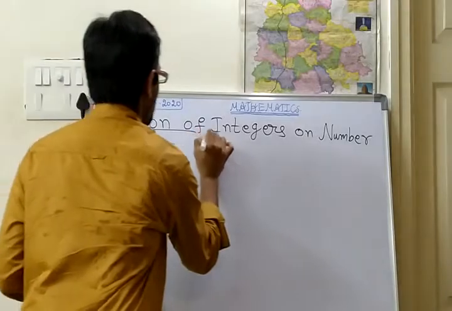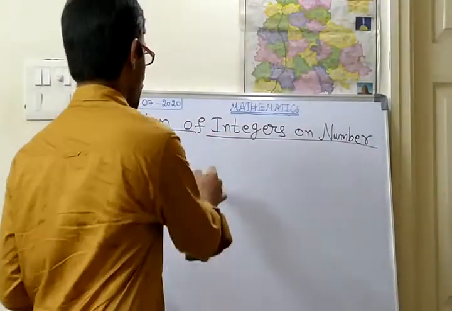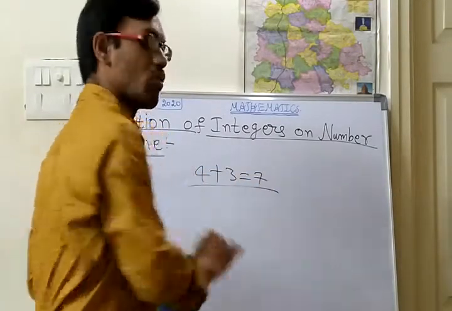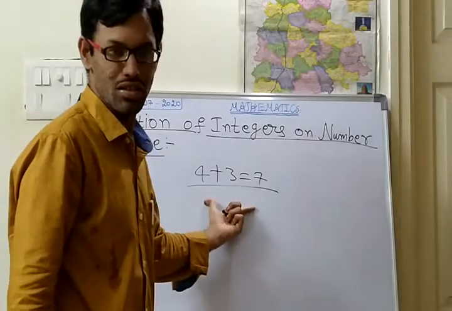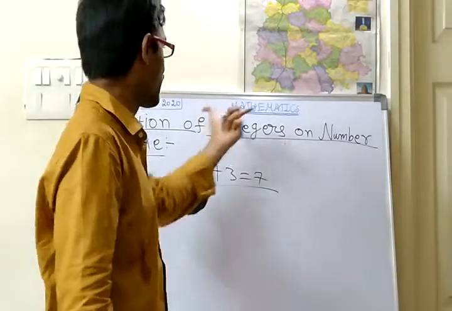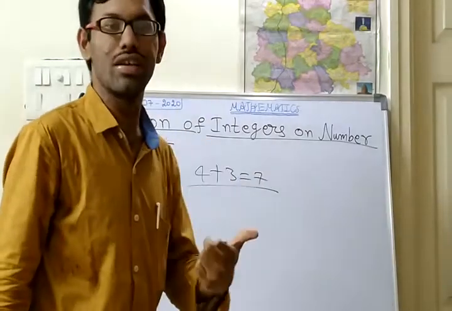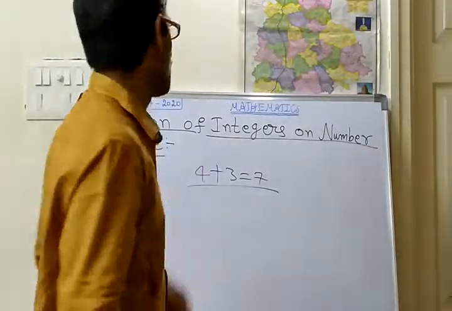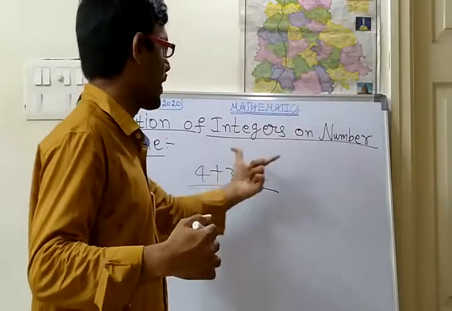How will addition be done on the number line? Generally you people might be knowing that 4 plus 3 is equal to 7. How should you do this problem on the number line? On the number line, how should you add? That is our target of today's class. How should you add the integers on the number line?